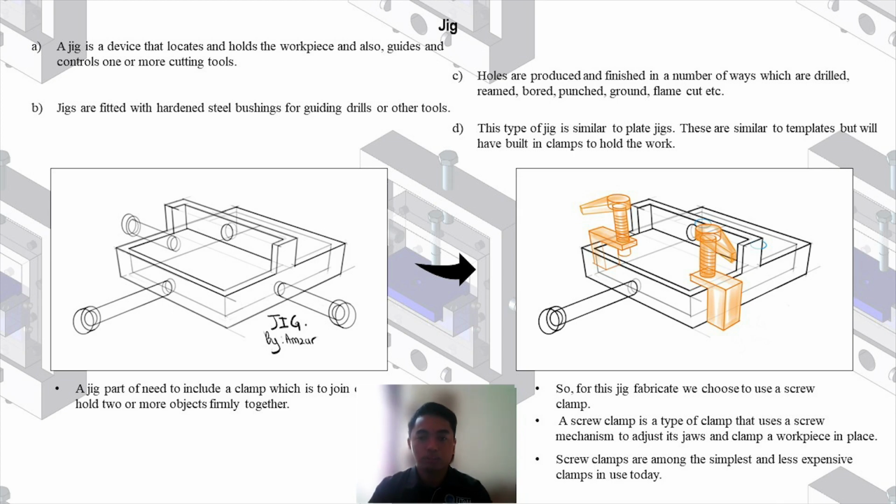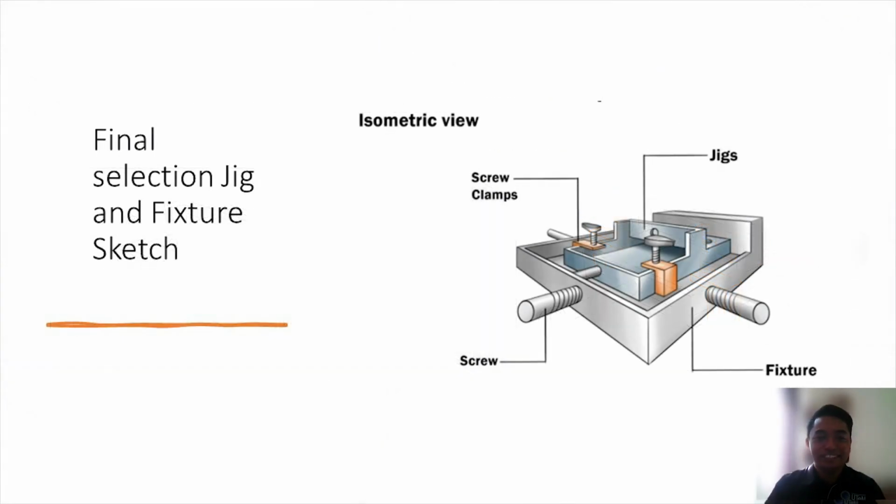And also this type of jig is similar to plate jigs. It's similar to a template but will have a built-in clamp to hold the work. So the last one is the final selection of jigs and fixture. This is the final selection of our sketch. As you can see, this is the isometric view, which is a full assembly of our jigs and fixture, including a screw clamp, jigs, and screw for the fixture.